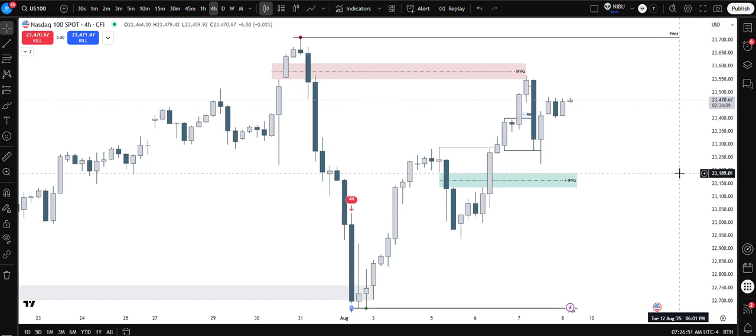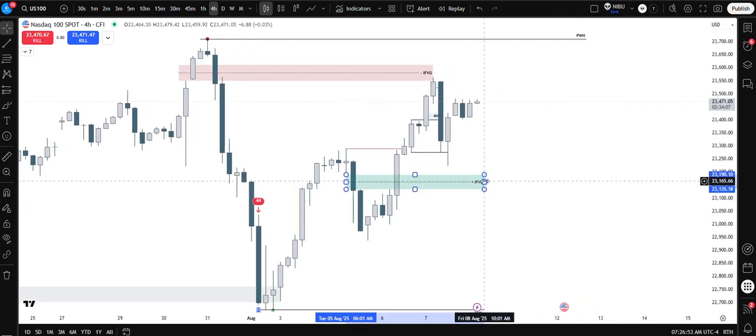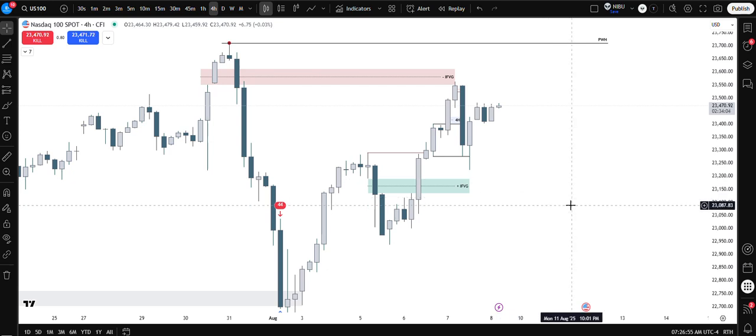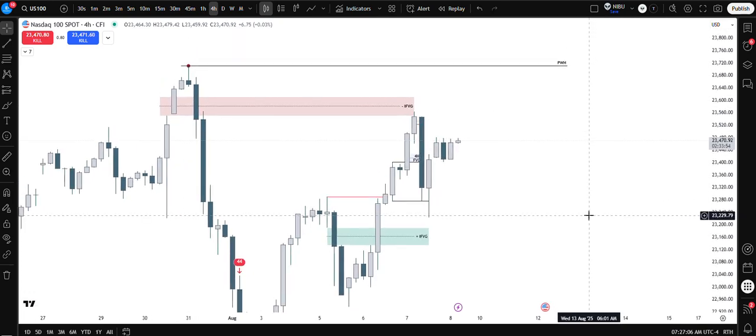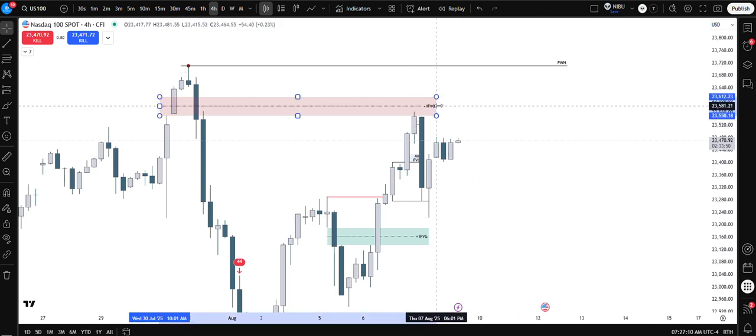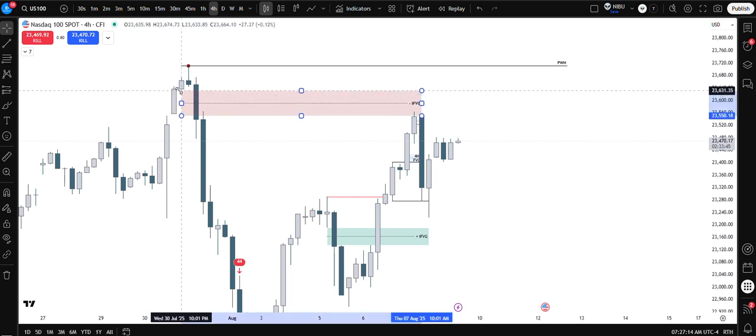So here we are going to break down yesterday's NQ trade. As usual we start from the 4 hour. On the 4 hour and 1 hour, the points of interest we need to mark first. I used to mark this inversion FVG. Here you can see.